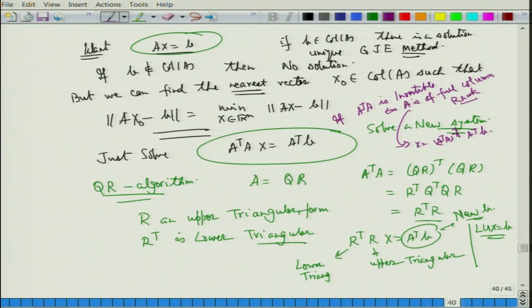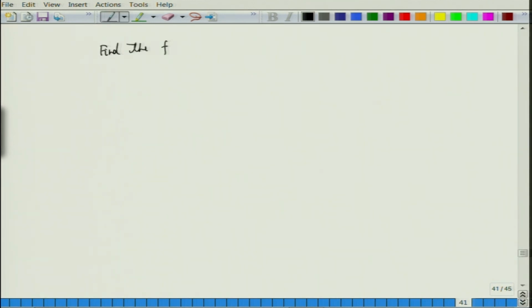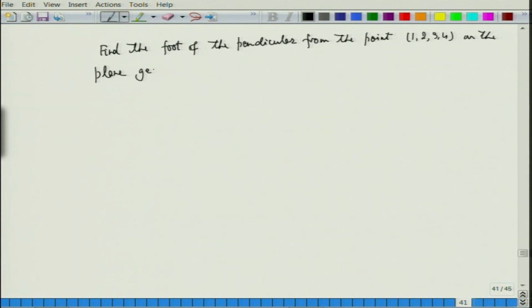So, let us go to one of the first examples that we looked at. I do not remember the exact question there, but the idea was the following, that we had to find the foot of the perpendicular from the point 1, 2, 3, 4 on the plane generated by the vectors, I think it was 1, 1, 0, 0, 1, 0, 1, 0, and 0, 1, 1, 2, I think this is what it was, all right.